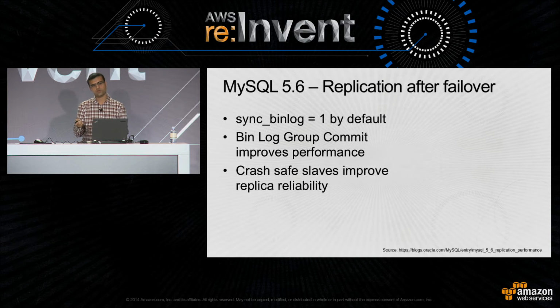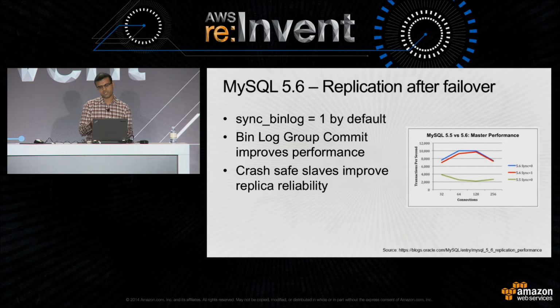And MySQL 5.6 also has crash safe slaves. That's a mouthful. So in 5.1 and 5.5, the replication coordinates used to be recorded in a MyISAM table, which is not crash safe. With 5.6, that turned into an InnoDB table. So that helps with replication reliability as well. So this is a chart from an Oracle benchmark, which shows that even with sync bin log 1, the difference in performance in 5.6 is not that much. The red line and the blue line show you the performance difference when sync bin log equals 0 and 1 with MySQL 5.6.